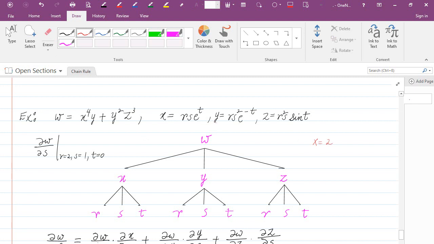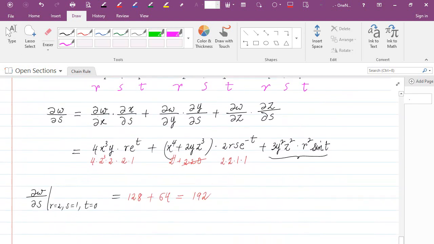And then y, so r is 2, s is 1, e to the 0, so again y is 2. Finally z, sine of 0 would be, t is 0, so sine of 0 is 0, so the whole thing would be 0, so I don't have to look at anything else. Z would be 0. So 2, 2, 0.